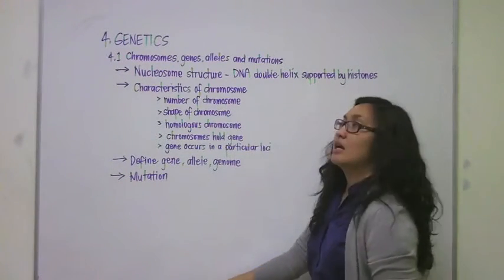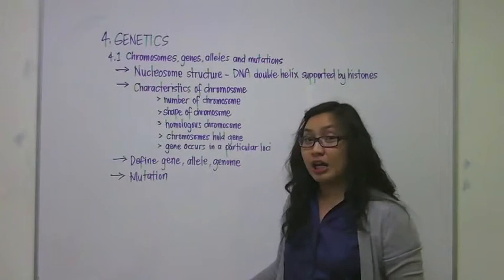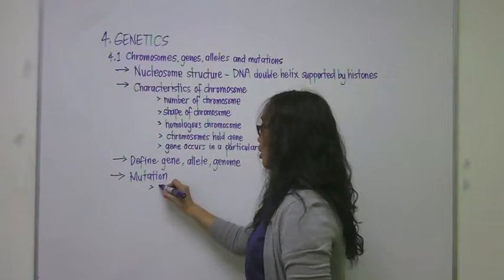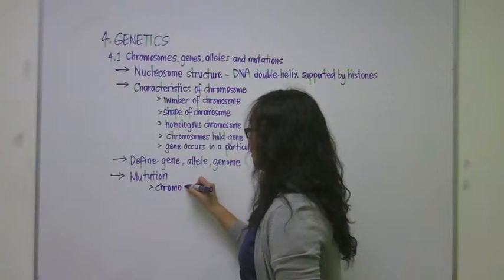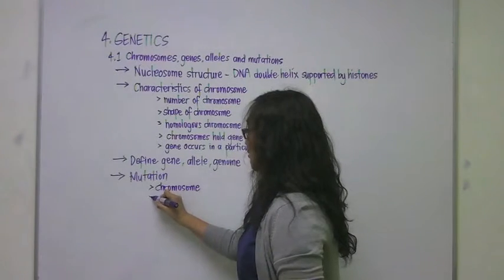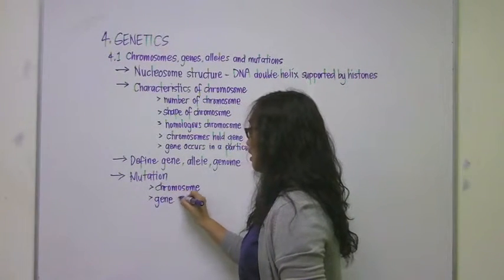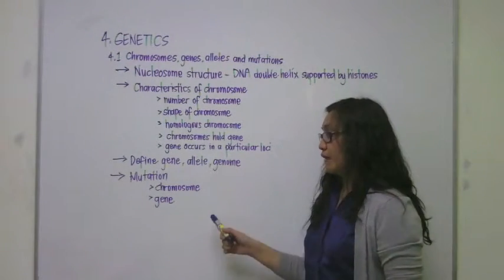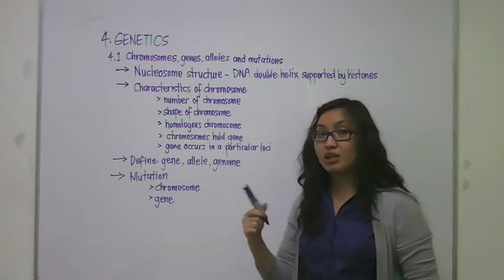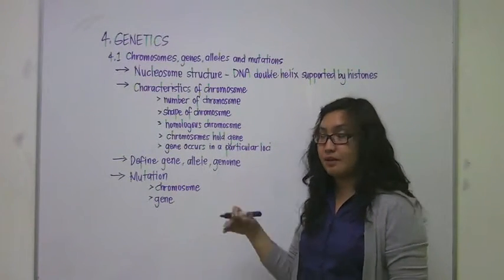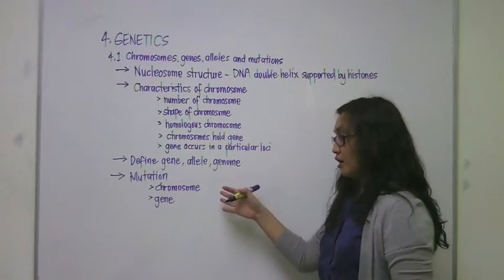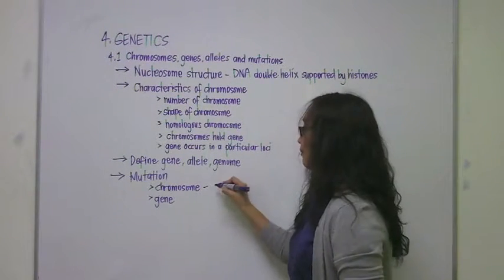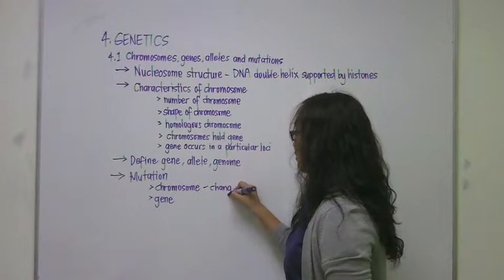A mutation is a structural change that is occurring in the DNA. It can be in the form of chromosome mutation and gene mutation. This is one of the common questions asked in IB, wherein they need to differentiate chromosome mutation and gene mutation, followed by an example for each. In the case of chromosome mutation, it is a change in the number of chromosomes.